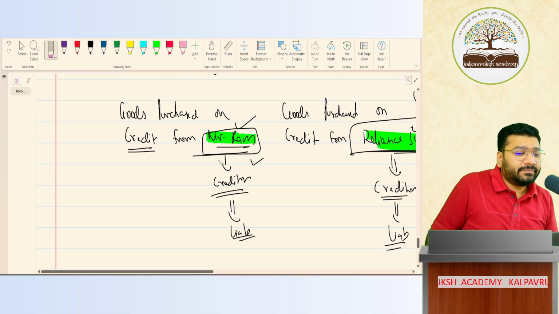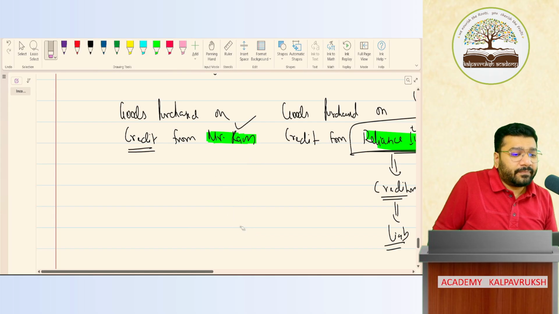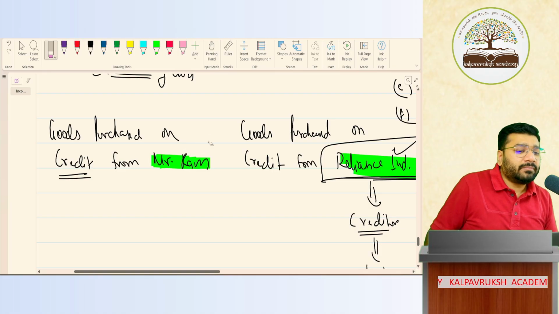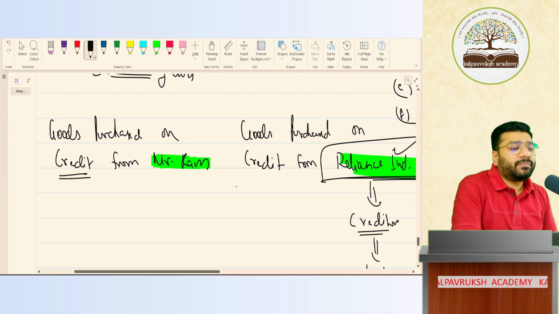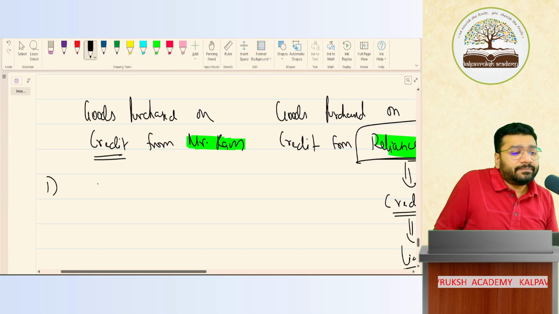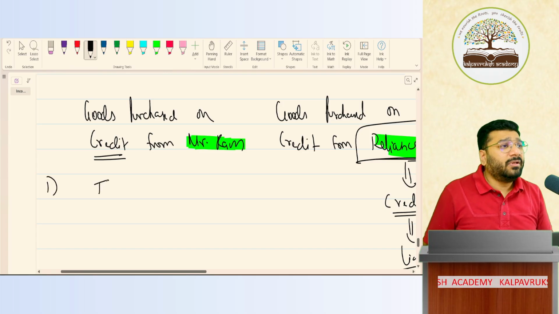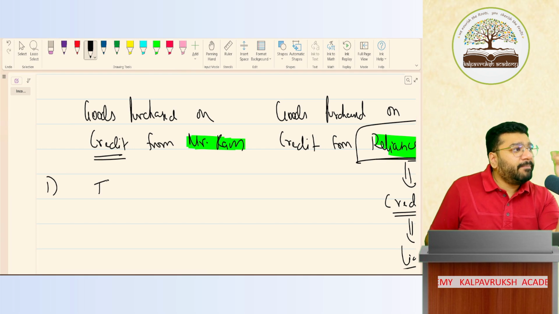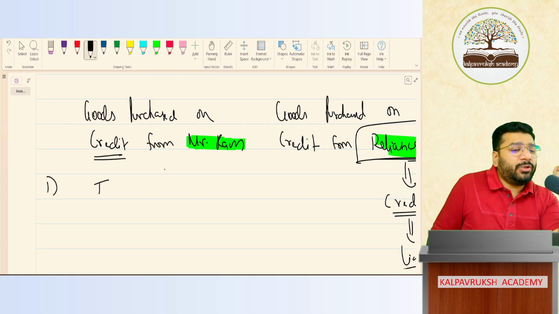Let's take the same question. Goods purchased on credit from Ram. My first question to all of you: is this a transaction or not? How do you say this is a transaction? Sir, goods involved, sir. Between 2 parties, one is the business, another is the third party. Who is the third party? Mr. Ram. So it's a transaction.